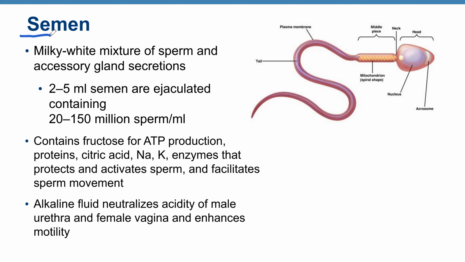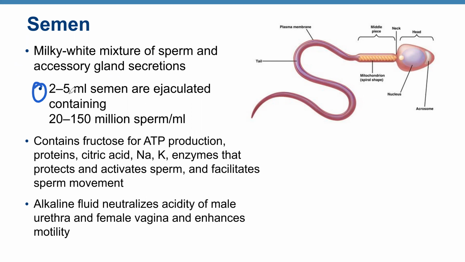But semen contains sperm, but it also contains fluid. So it's a milky white mixture of sperm and accessory gland secretions. So remember we just talked about the seminal gland and prostate gland. So they produce semen and testes produce sperm, right?